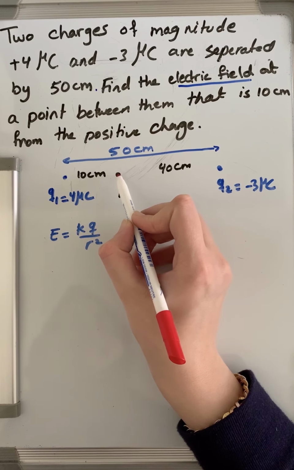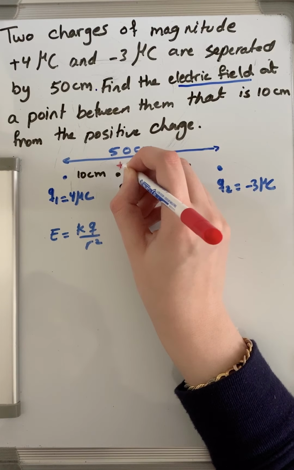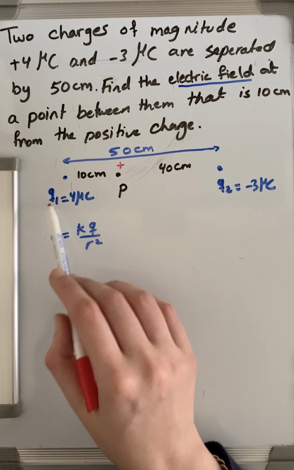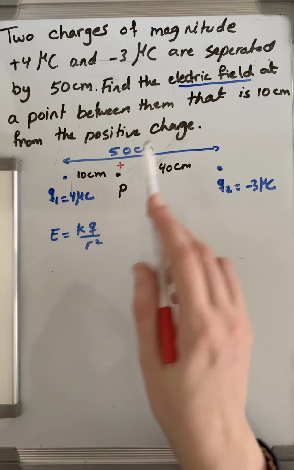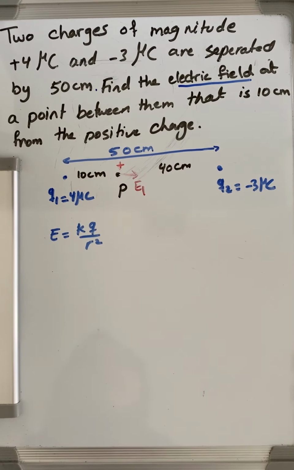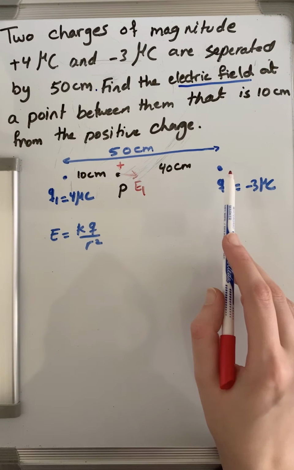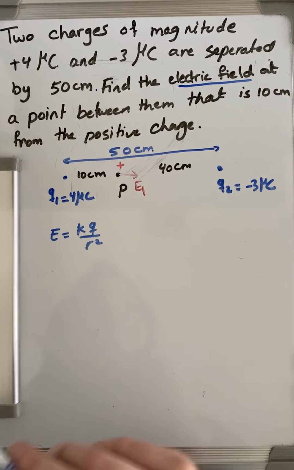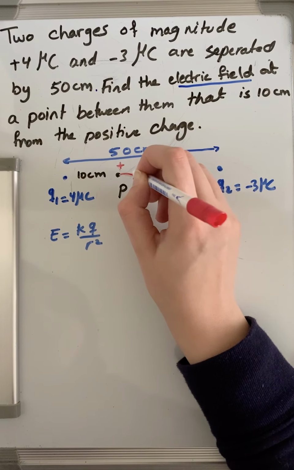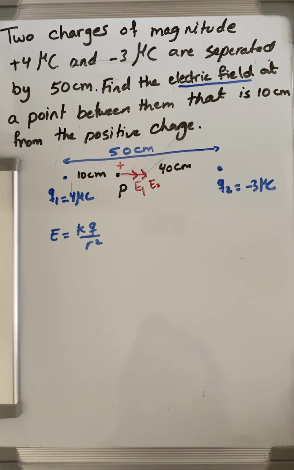If I want to find the direction of the field, I imagine that I have a positive, small, tiny, imaginary test charge here. What will happen to this positive charge due to Q1? Both are positive, so it will be repelled. So this arrow represents E1. And if this positive charge is placed at point P, it will be attracted to Q2. So it will also go this way, E2. So I have the two electric fields pointing in the same direction.